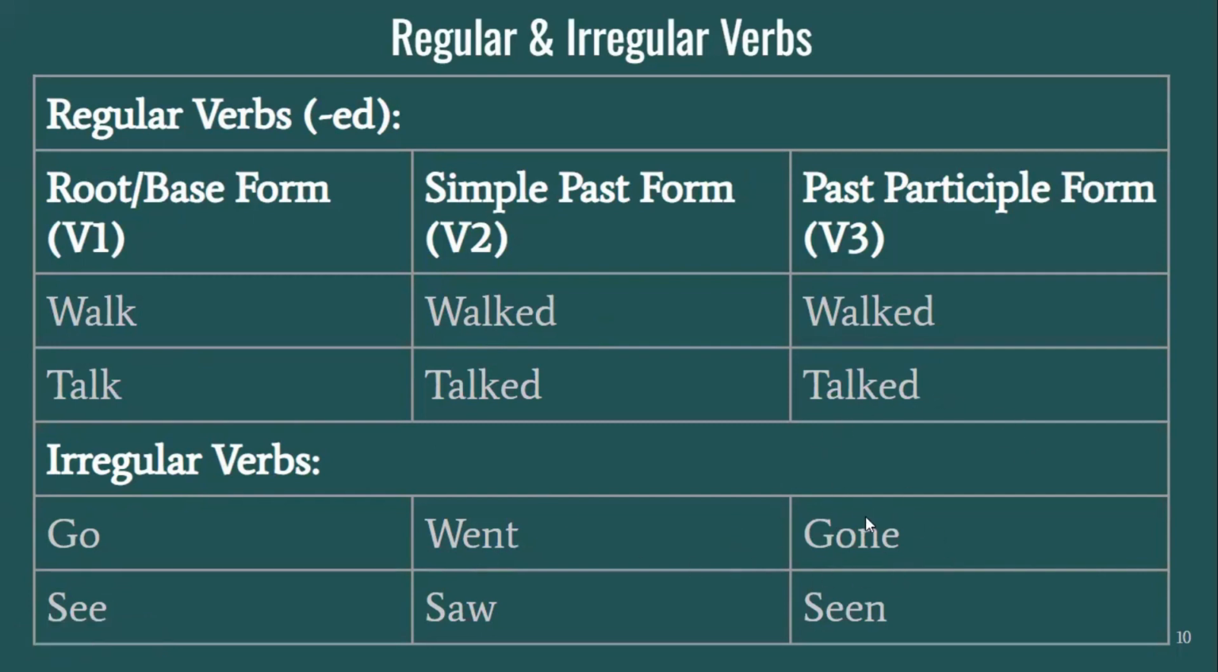Now, this V3 form is mostly used in our perfect tenses, which we will be looking at in our future videos. For now, you only need to remember the V2 form, that is the simple past form, because that is what we use in our simple past tense. Okay. So I will say, I went to the school and I saw a shark yesterday. Okay. That is how I will use it.